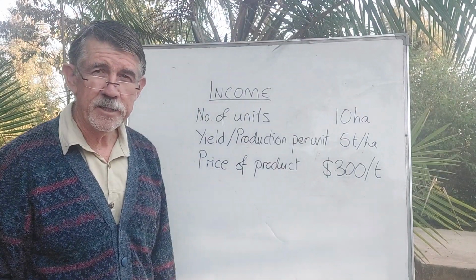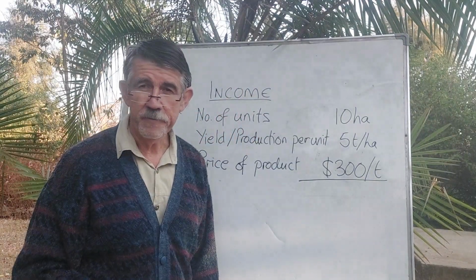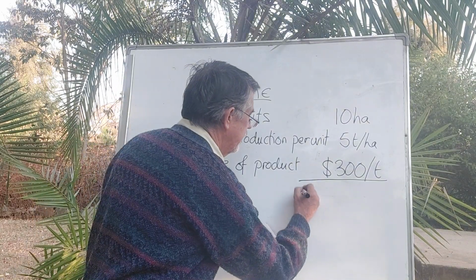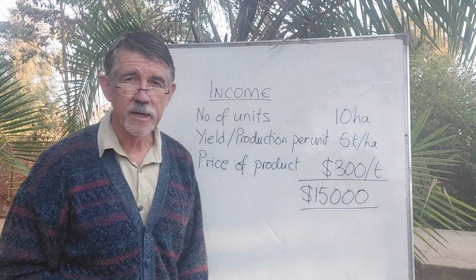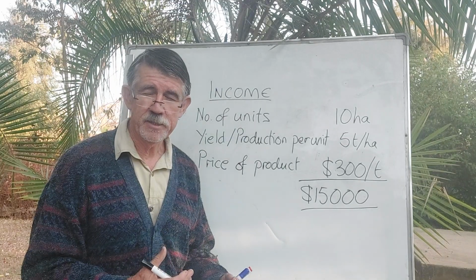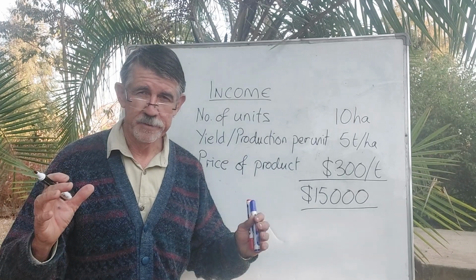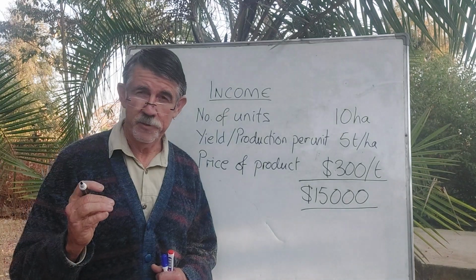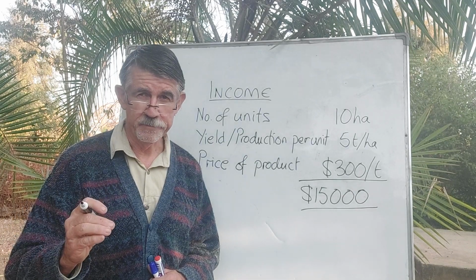So now we can multiply these three out and get our total income. So 10 times 5 is 50, and 50 times 300 is $15,000. So that's the potential income that we can get from this enterprise on our farm. Now we've got that parameter set, and that gives us a goal to work towards. Something that we can say, yeah, that's what we want to achieve on those 10 hectares this season.